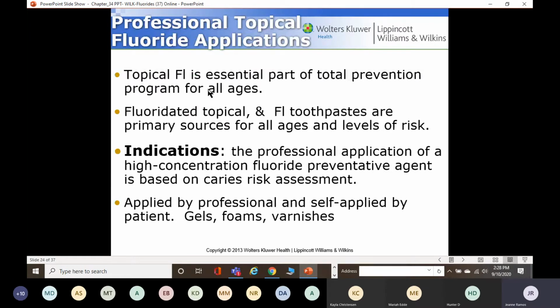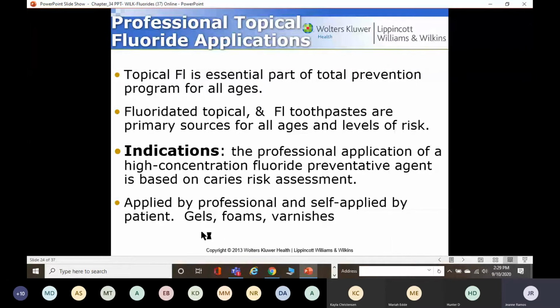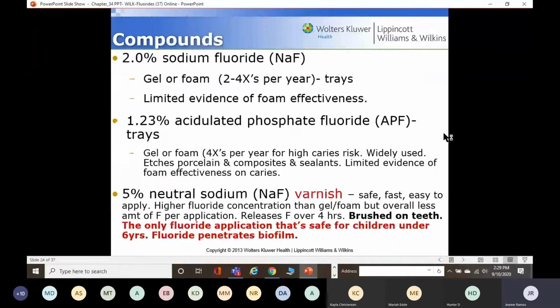Okay, so professional fluoride applications. Topical fluoride is an essential part of a total prevention program for all ages. Fluoridated topical and fluoride toothpaste are primary sources for all ages and levels of risk. The professional application of a high concentration fluoride preventative agent is based on caries risk assessment. It can be applied by a professional or self-applied at home. It comes in gels, foams, and varnishes.